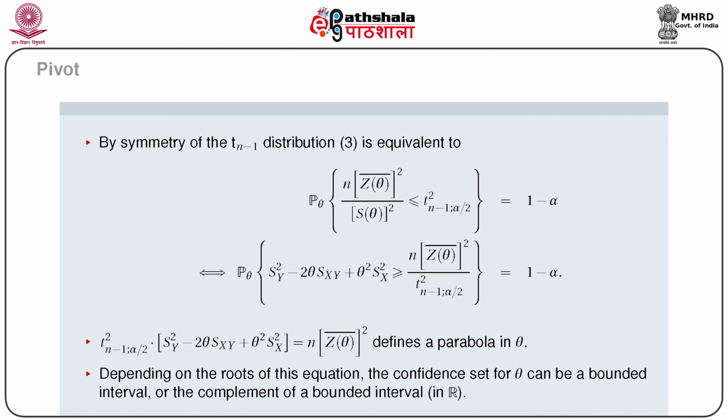Or, the probability under theta that s2² − 2 theta s12 + theta² s1² ≤ n z bar squared / t²(n−1, alpha/2) is equal to 1 − alpha. Note that t²(n−1, alpha/2)(s2² − 2 theta s12 + theta² s1²) = n z bar squared defines a parabola in theta. Depending on the roots of theta, the interval can be a finite interval, the complement of a finite interval, or the whole real line.